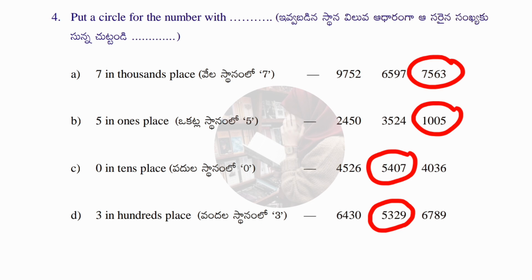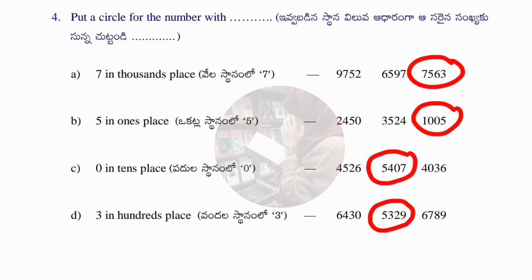Circle 1005. Next, third question, 0 in tens place. If you observe 0 in tens place, it's the second number, means middle number. Okay, so 5407, circle that number. Next, fourth question is 3 in hundreds place. If you observe carefully all the three numbers given there, the correct answer where 3 is in hundreds place is the second number, 5329. Understood, guys? So in this way we have to keenly observe and give the answer. Okay, don't hurry while writing the answers.